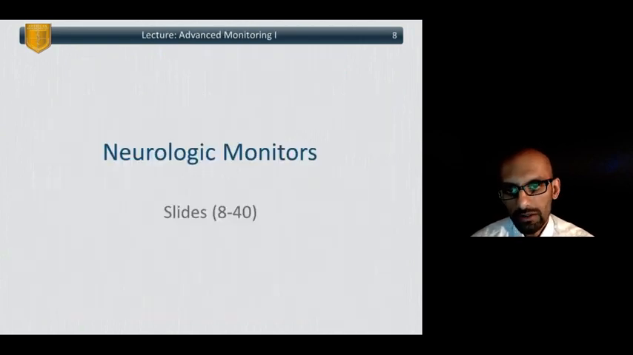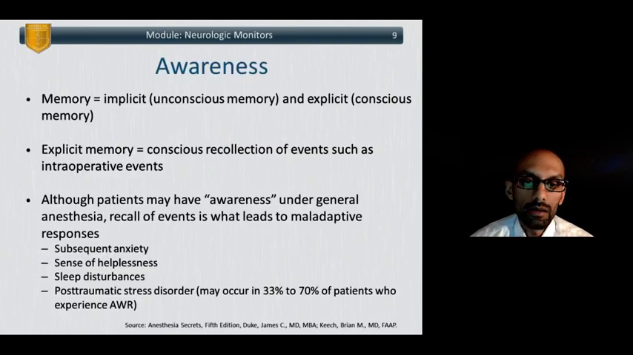So we're going to move on to neurologic monitors. So, a brief discussion of awareness. Memory in and of itself can be implicit, which is unconscious memory, and explicit, which is conscious memory. Explicit memory is what we're really talking about in our considerations for taking care of a patient under anesthesia. That's the conscious recollection of events, particularly intraoperative events. And overall, when you're talking about memory, what you're really talking about is recall.